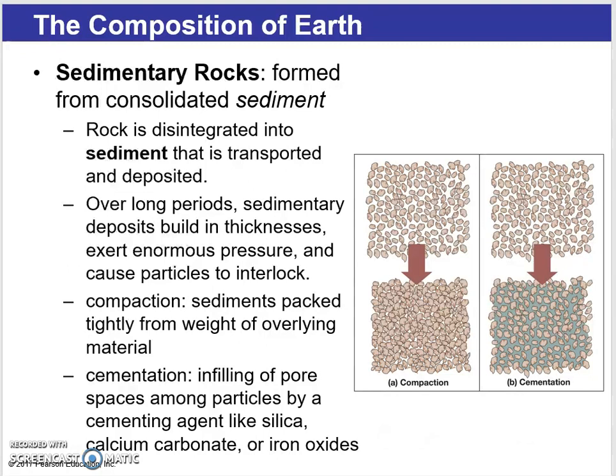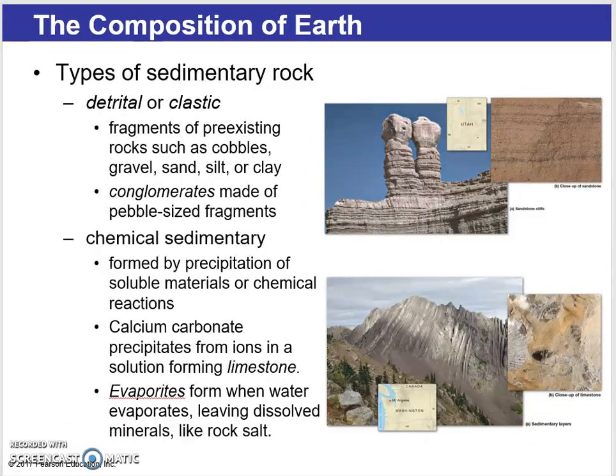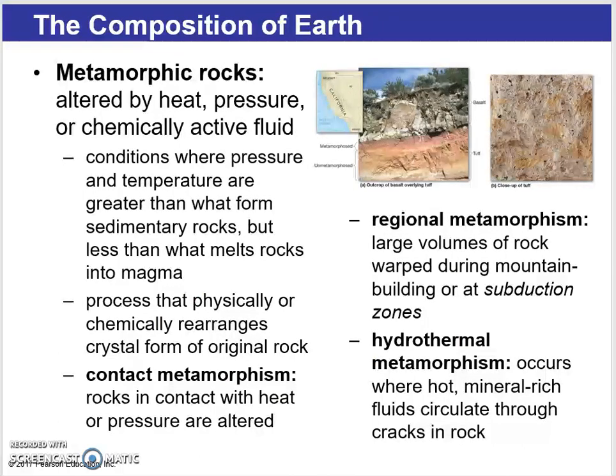Sedimentary rocks are disintegrated into sediment, so it's basically caused by either wind or water breaking down into smaller pieces and components, as the picture on the right shows. Sediment can be settled in different strata or horizontal layers. There are different places in Colorado we can go around and see that. And then detrital fragments of pre-existing rocks can be put together, almost like cobbled. Organic and petroleum, natural gas. I spent a long time with that.